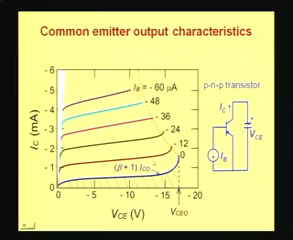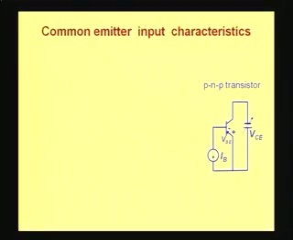Now, having seen the output characteristics, let us see the input characteristics of the transistor in this arrangement. Since the base side is the input side, the input characteristics would mean the variation of the base to emitter voltage. Note that the emitter is positive with respect to base. So the emitter base junction is forward biased. So VBE is negative because base is negative with respect to emitter.